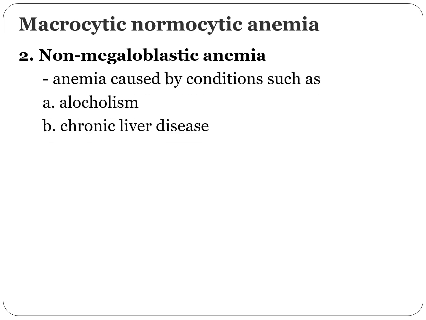Next is the non-megaloblastic anemia. This anemia is caused by conditions such as alcoholism and chronic liver disease. There will be a lack of hypersegmented neutrophils, no more oval macrocytes on the peripheral blood smear, and there would be no megaloblastosis in the bone marrow.